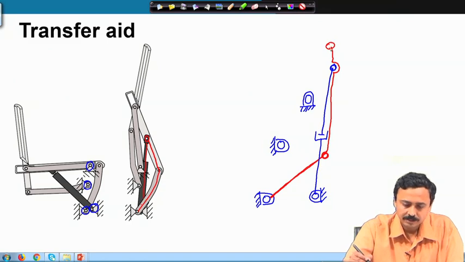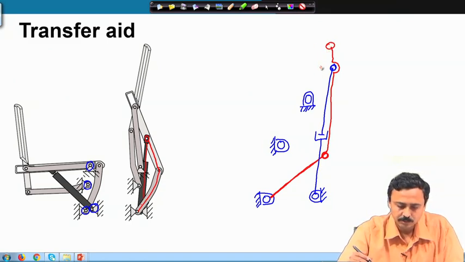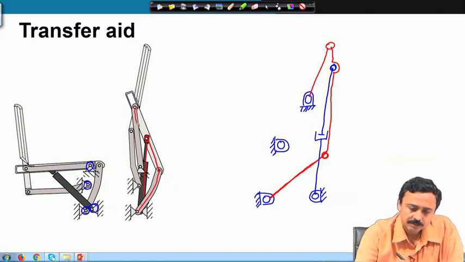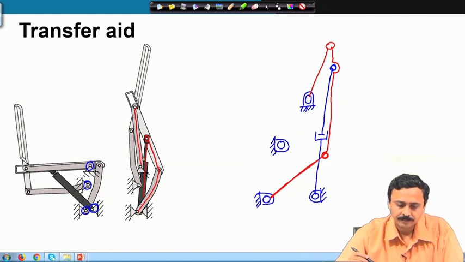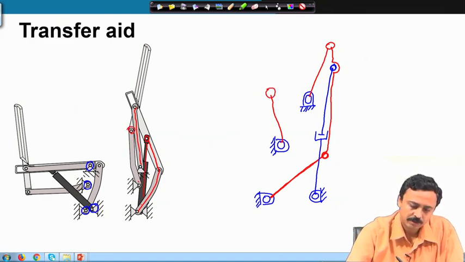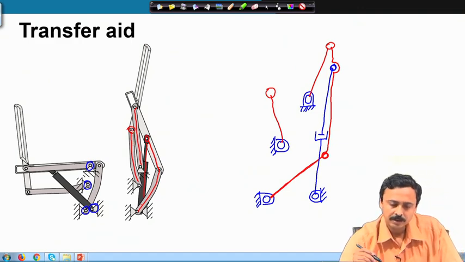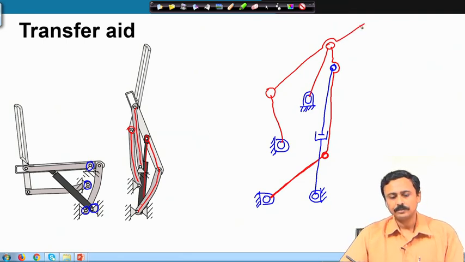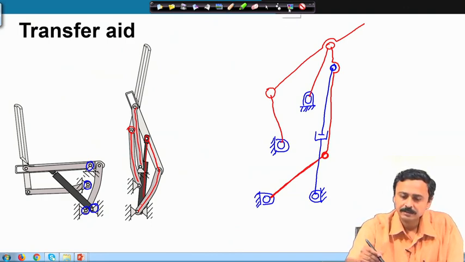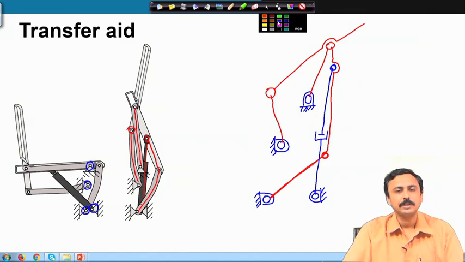Now, this has an extension which is connected to this ground hinge, which is this link. And from here, starts another link to a hinge. This is this hinge. So, I have drawn now this link which goes to the backrest of this chair. So, this is the kinematic diagram for this transfer aid.